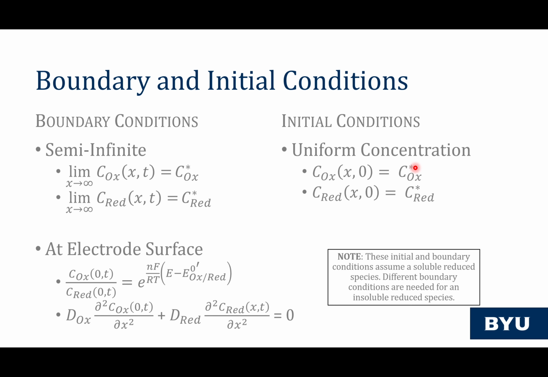Now, like I said, these are only good for soluble-soluble. And if you're doing something like deposition where you have an insoluble reduced product, then it's going to be completely different. And semi-infinite might not be an appropriate boundary condition if you have electrodes that are really close to each other. So in that case, you would have to make changes to these boundary and initial conditions.